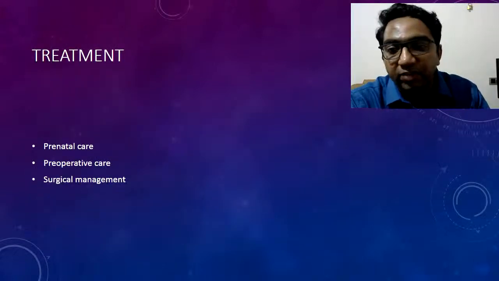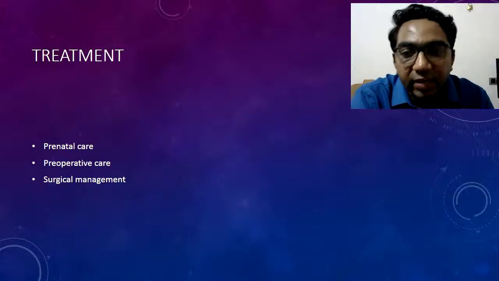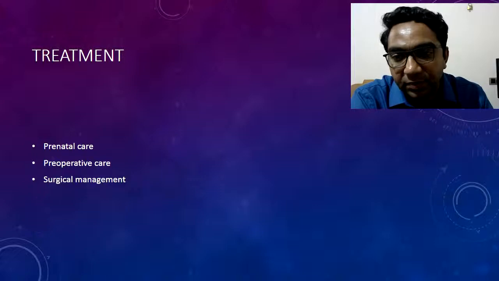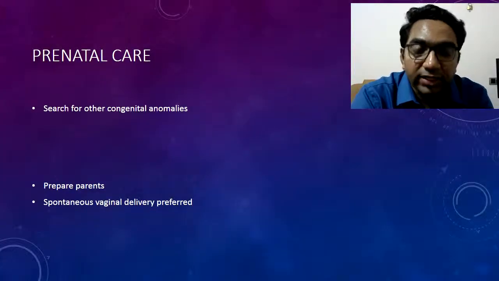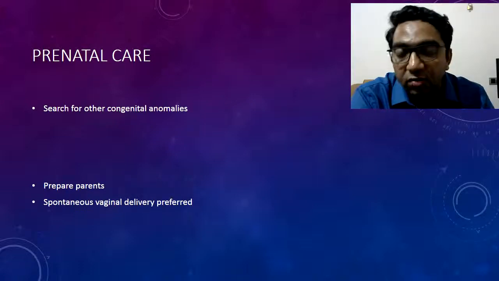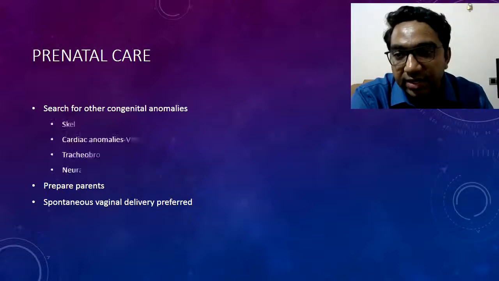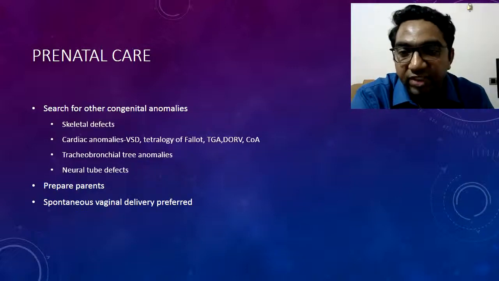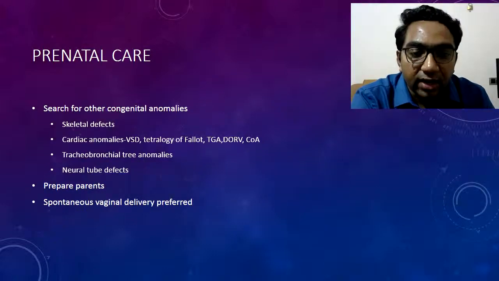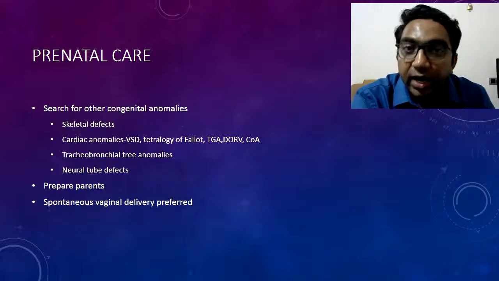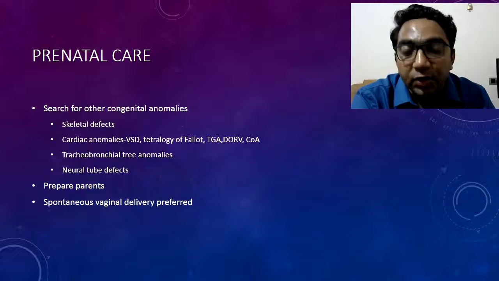Now, coming to the treatment of congenital diaphragmatic hernia, we can divide the treatment into prenatal care, preoperative care, and surgical management. Coming to prenatal care, the main thing is we have to search for other congenital anomalies. If it is a part of a syndrome, the chances of survival are less. We have to look for skeletal defects. We have to look for cardiac anomalies like ventricular septal defect, tetralogy of Fallot, transposition of great arteries, DORV, and coarctation of aorta. Then tracheobronchial tree anomalies and neural tube defects.